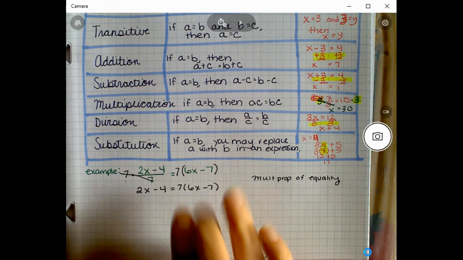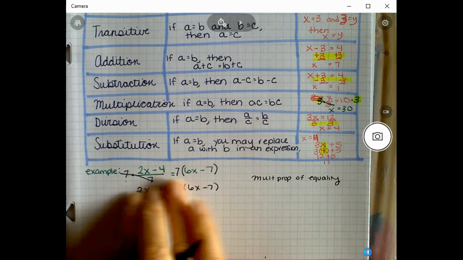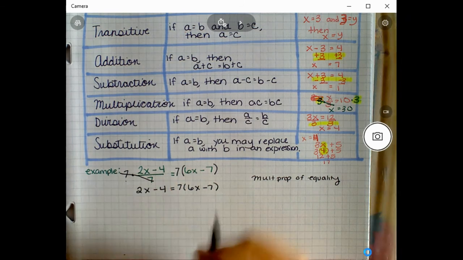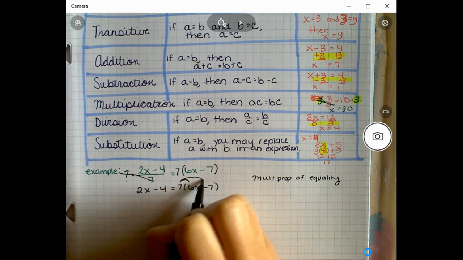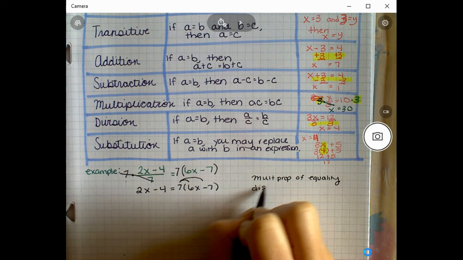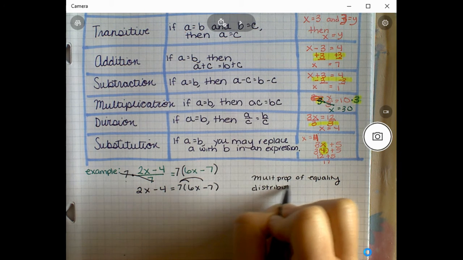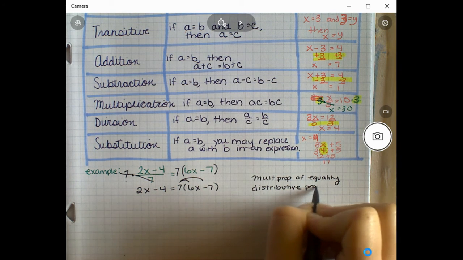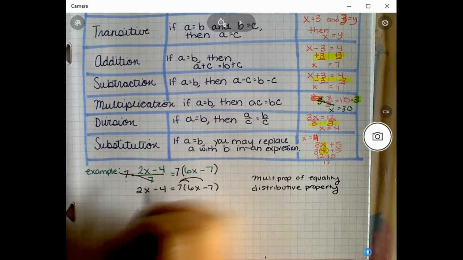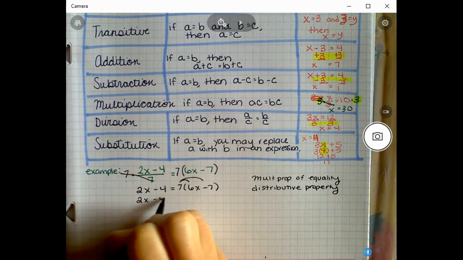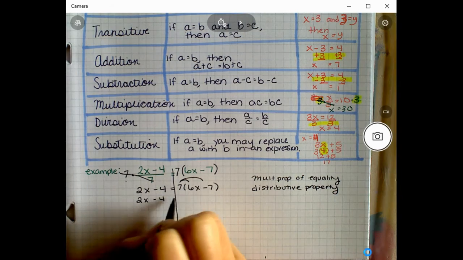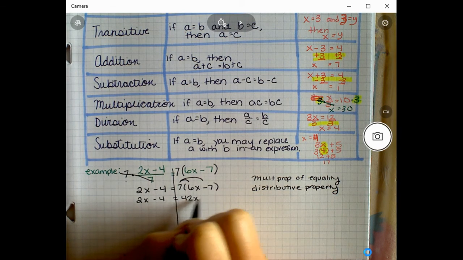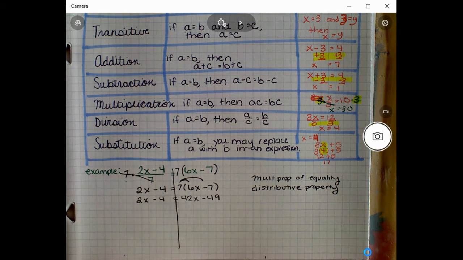Now again, can I distribute? Yes. So we're going to distribute, and we're going to write distributive property because we used that. After we use the distributive property, let me draw my line here, we end up with this equation. So now we've used the multiplication property of equality and the distributive property.